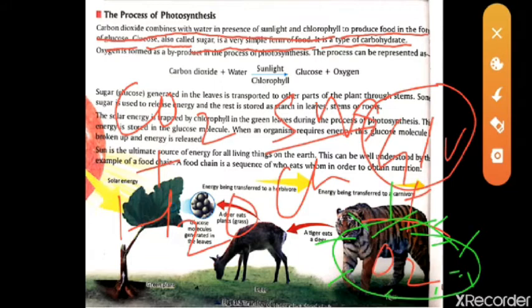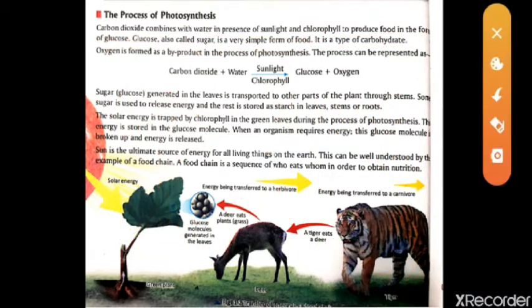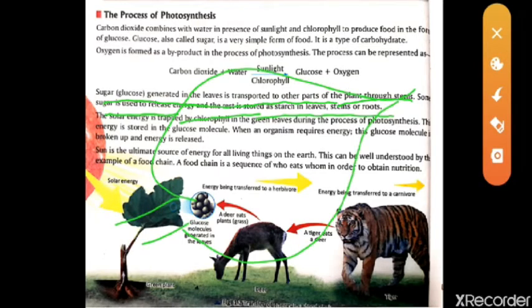So let's see the down part. That means here sugar generated in the leaves is transported to the parts of the plant through stems. Some sugar is used to release energy and the rest is stored as starch in leaves, stems and roots. So I had already told you that if there is extra glucose, it is stored in the leaves only. In which form? In the form of starch. So as starch, it is stored in the leaves also, stems also, and in the roots also.